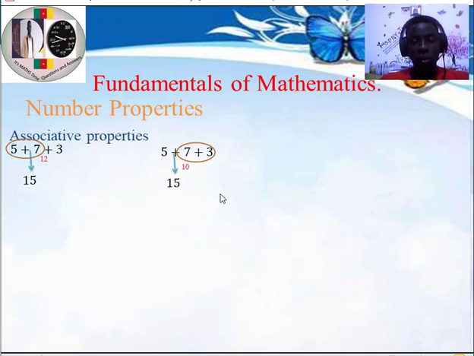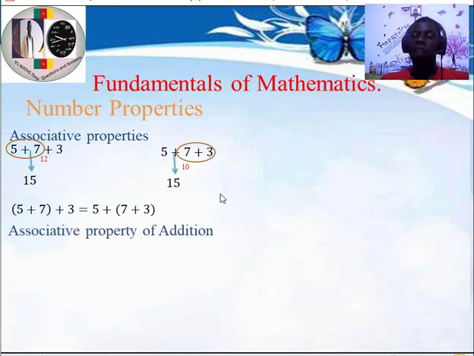So in that sense, we can say that since (5 plus 7) plus 3 gives us the same as 5 plus (7 plus 3), we can conclude that addition is associative, and this law is called the associative property of addition. So in commutativity, the order in which we perform the operation does not matter, but in associativity, the grouping of the addition does not matter. You can group the numbers any way and perform the addition, it doesn't matter.